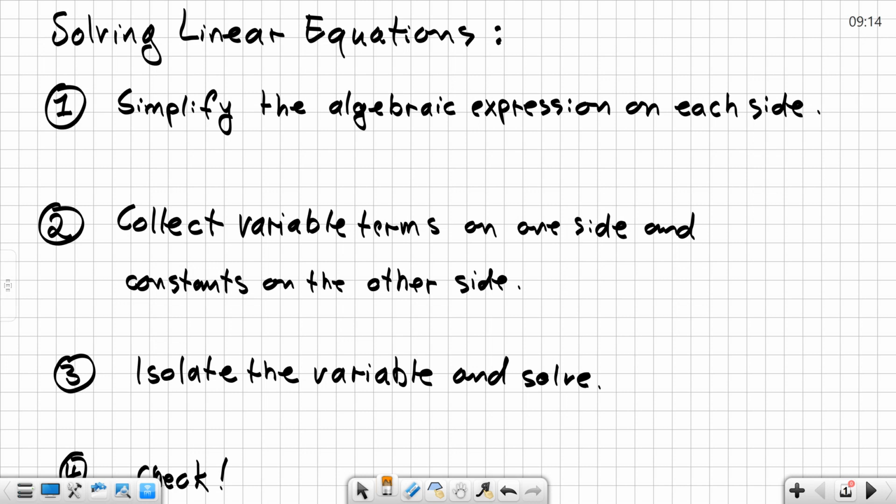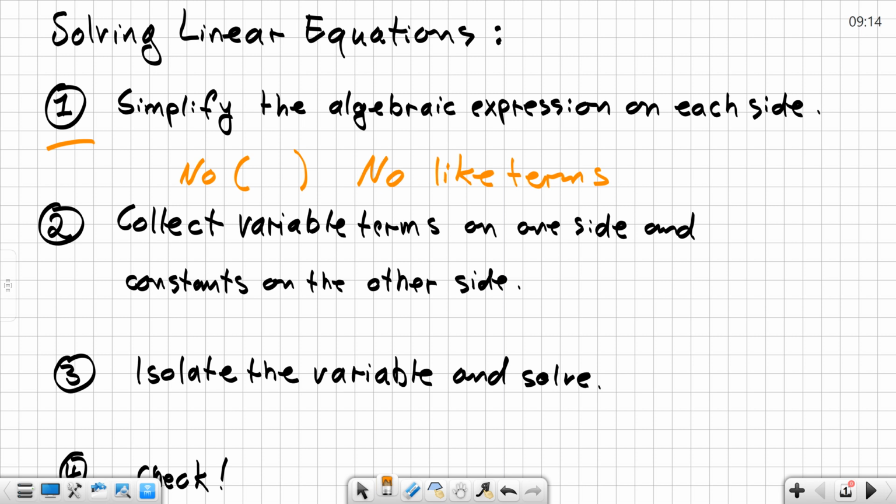Solving linear equations. All right, we have 4 simple steps that we can use in order to solve any linear equation. Step 1, simplify the algebraic expression on each side. That means that there are no parentheses, no like terms, and things like that.